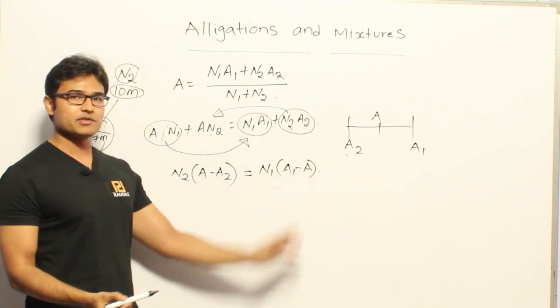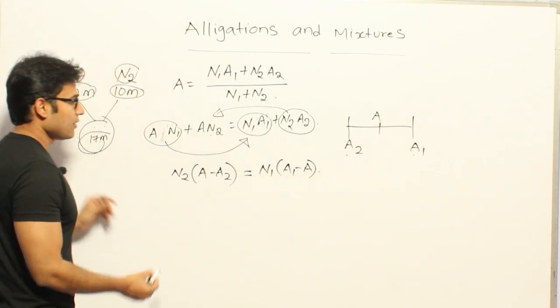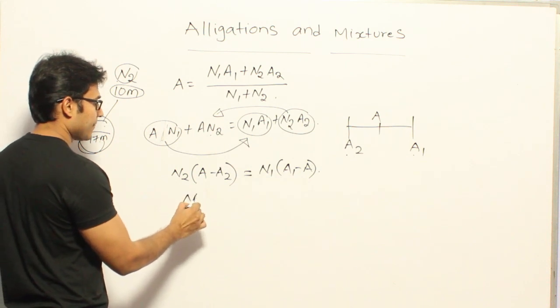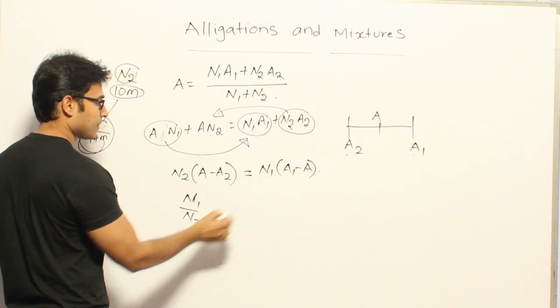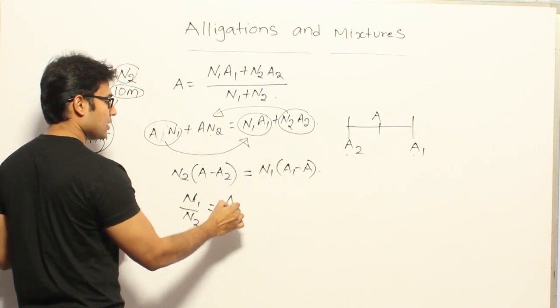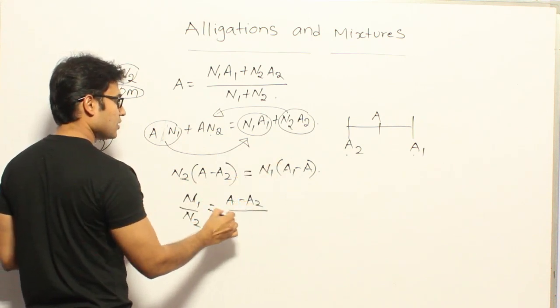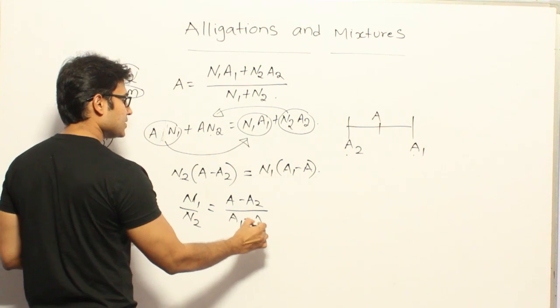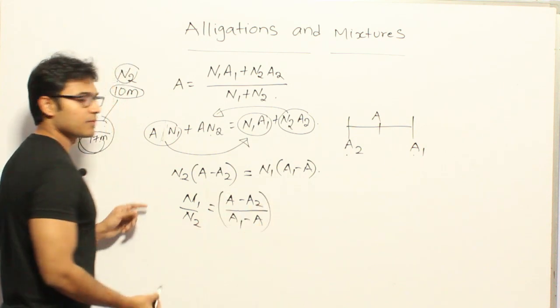Just to maintain those conventions, I am writing it like this. Okay. Now n1 by n2, which means equal to a minus a2 divided by a1 minus a. So this is the ratio.